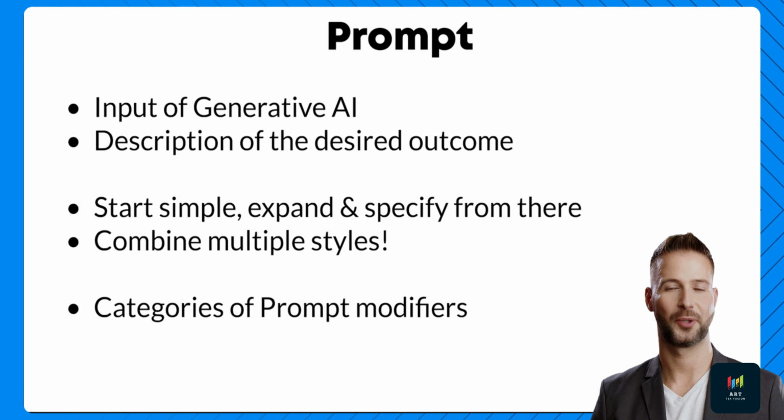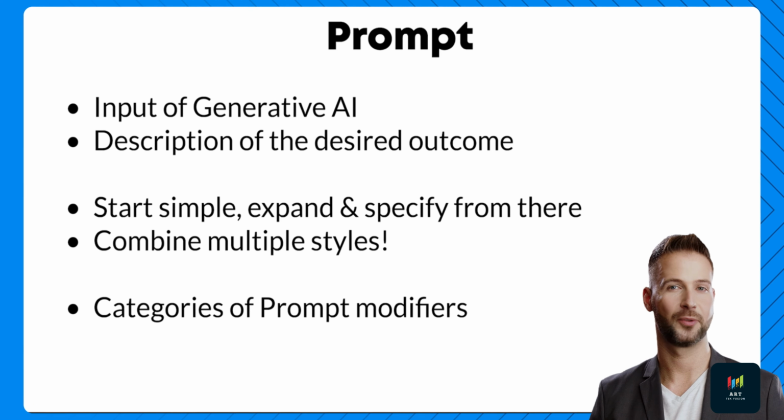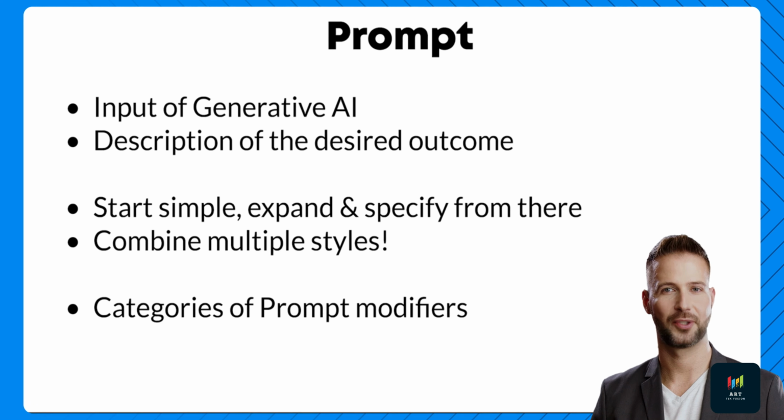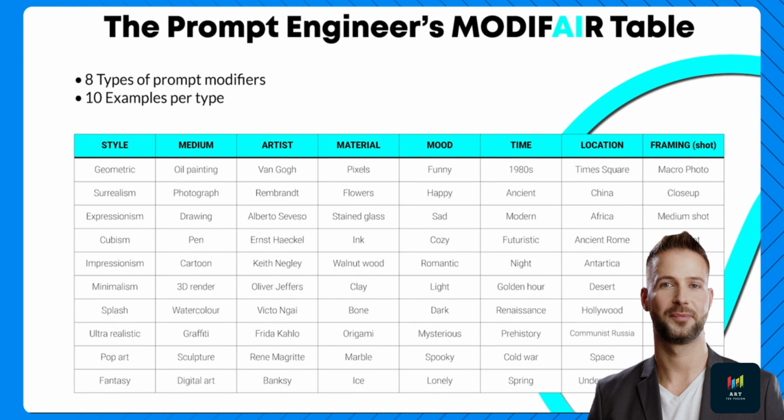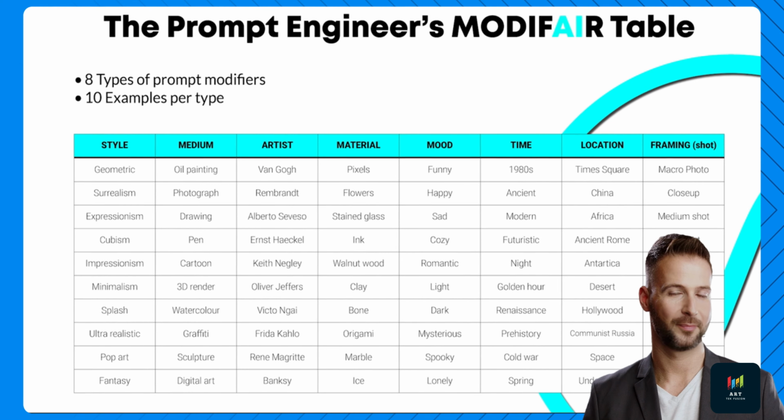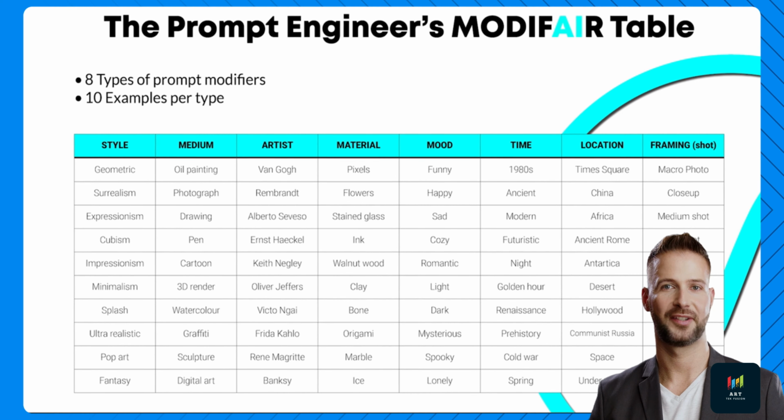But now let's look at some categories of styles or prompt modifiers we can use. And remember, you can use one or more of every one of these categories to get as precise an image as you can. So I actually went ahead and created and compiled this table, the Prompt Engineer's Modifier Table. And you can also find a PDF version in the lesson resource.